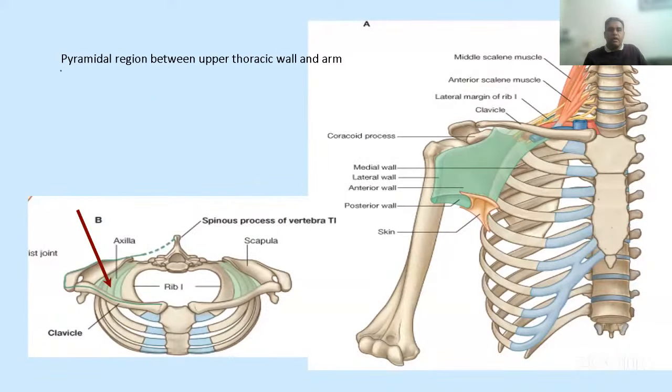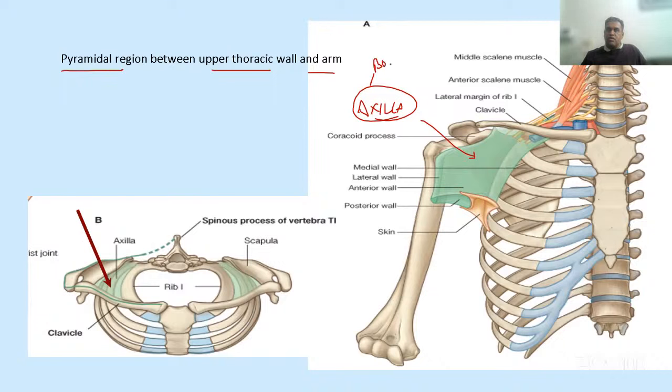Axilla is a pyramidal region between the upper thoracic wall and the arm. So this is the upper thoracic side. This is the arm. This part of the body over here, between the thorax and the arm, is the axilla. It's a pyramidal region. Here you can see this green shaded area. That is our axilla. Now, the axilla itself is a question in itself.